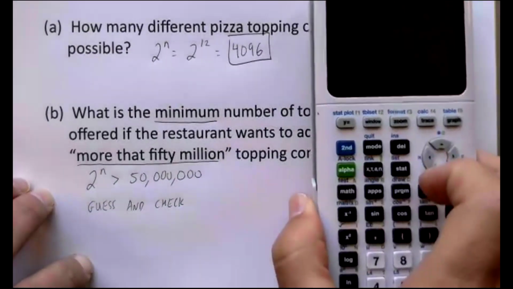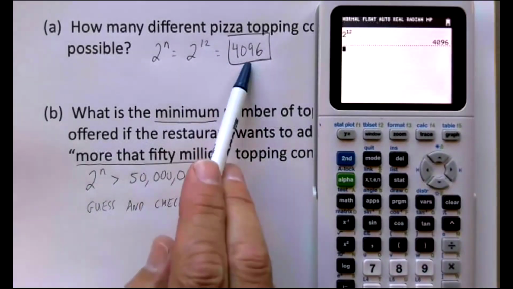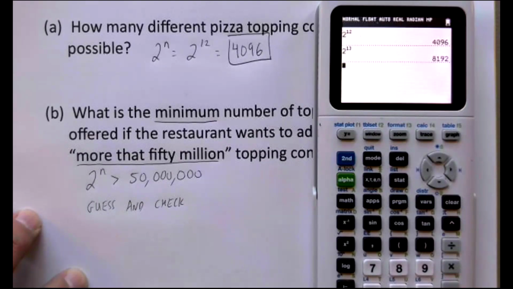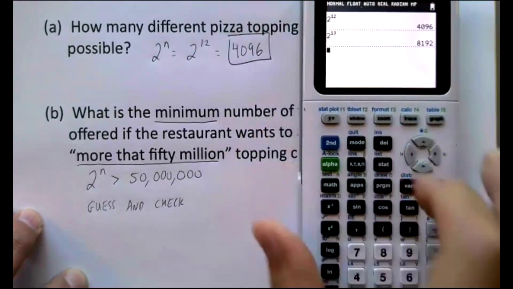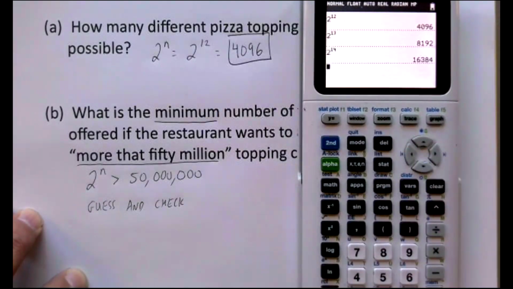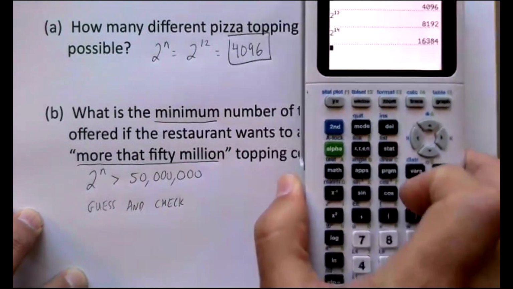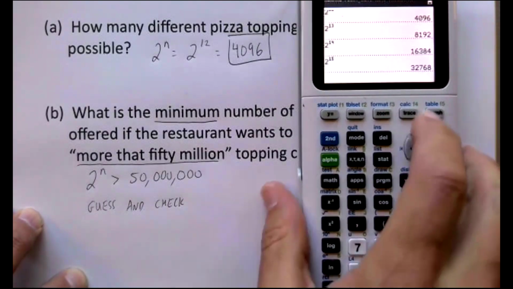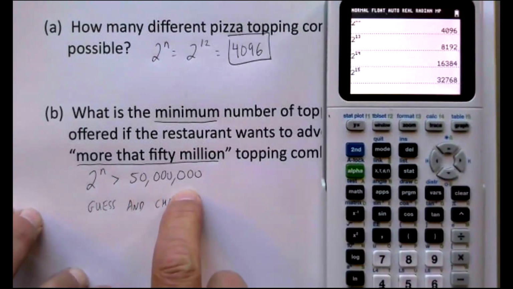I want you to go on your calculator. Well, first of all, you know the answer is bigger than 12 because a power of 12 only gives 4,096. You know n is going to be bigger than 12. Is it going to be 13? Go look at 2 to the power of 13. Is that bigger than 50 million? No. Is it 14? Go look at 2 to the power of 14. That only gives 16,000 something different types of pizza. Is it 15? Go look at 2 to the 15. That only gives 32,000. I want my answer bigger than 50 million.